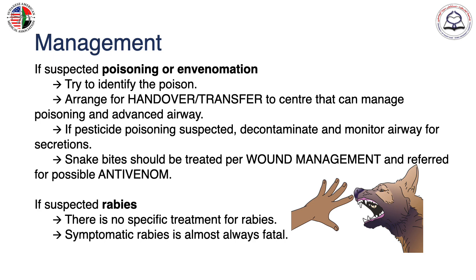Suspected poisoning or envenomation, try to identify the poison. In snake bite, immobilize the leg and refer to a center that can give antivenom. Rabies, usually there is no specific treatment. It is mainly symptomatic treatment. Unfortunately, it is usually fatal. If there is exposure to pesticide, decontaminate the patient, protect the airway, and give oxygen and IV fluid, and an antidote if you know it.